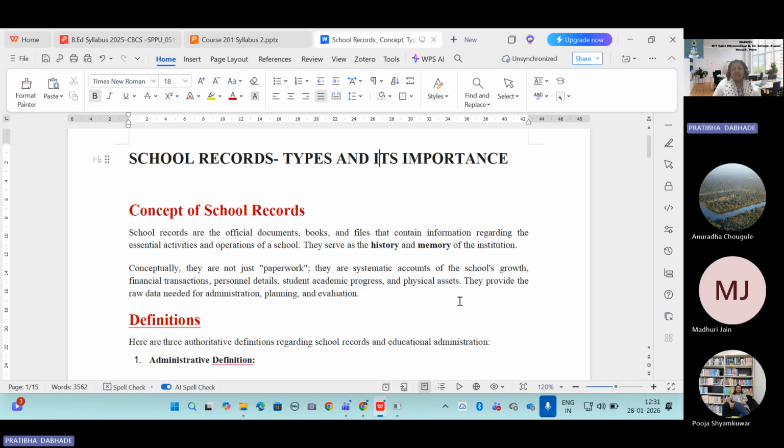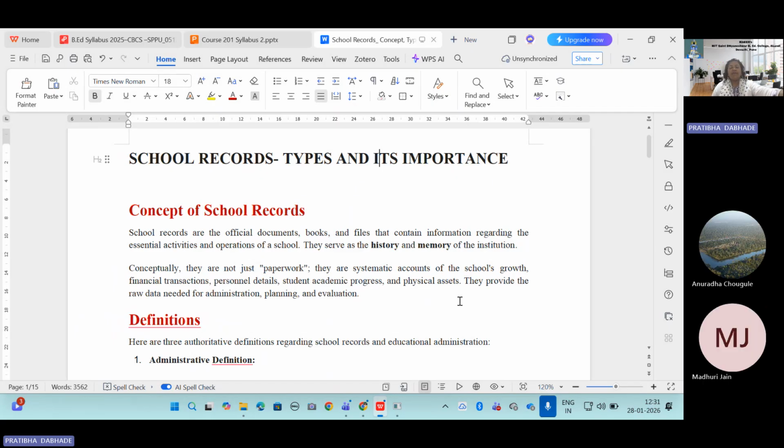So n number of types are there again. If you are going to consider only the stock register, consumable is there, non-consumable is there. If you are going to consider the library, for that also a separate register should be there. So basically, it is not only the paperwork.